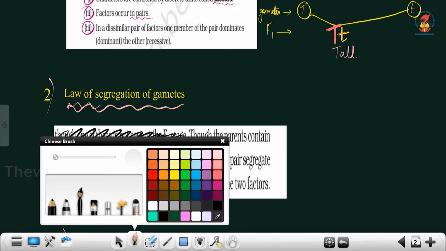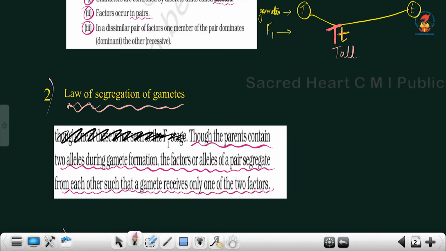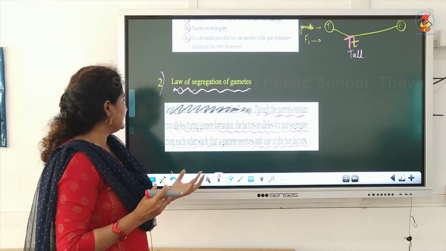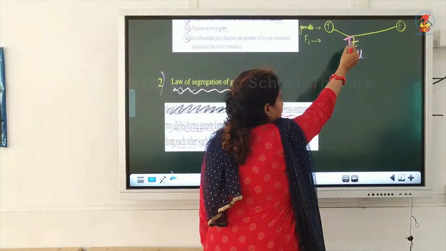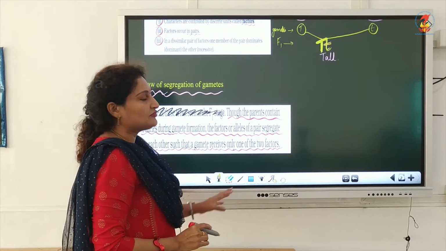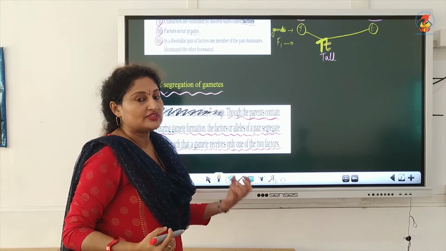Though the parents contain two alleles, during gamete formation, the alleles of a pair segregate from each other such that the gamete receives only one of the alleles. So, once again, how the law is stated: though the parents contain two dissimilar alleles. For example, continuing with the same example, we have the parent or the F1 generation with two dissimilar alleles, capital T, small t. At the time of gamete formation, the alleles separate in such a way that the gametes receive only one of the alleles.